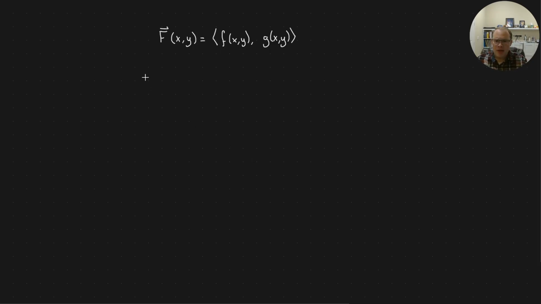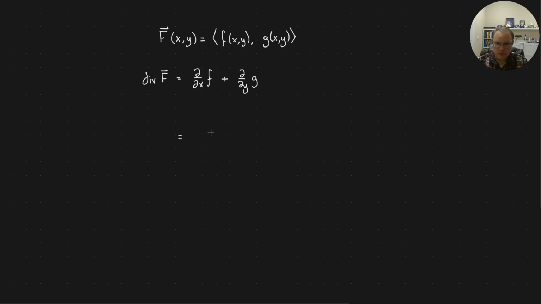Now, the divergence of vector field F, we're just going to take the partial derivative of function f with respect to x and the partial derivative of function g with respect to y and add them together. So what I want to do is go back and take a look at these partial derivatives using the limit definition of the derivative. That's going to help us get some intuition on what this divergence is telling us.